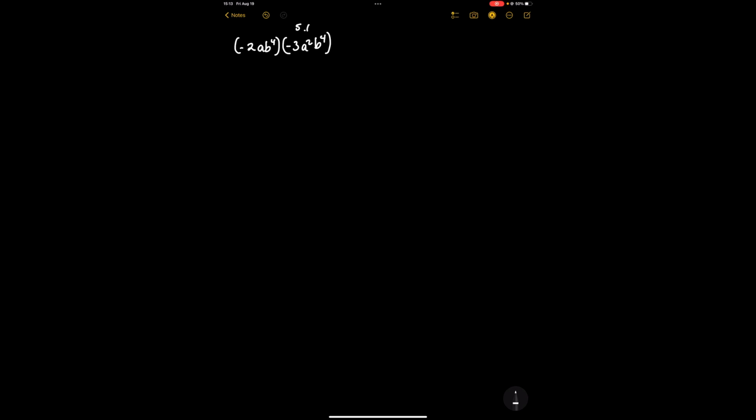Well, this is pretty simple. We're going to just multiply negative 2 and negative 3 together. That would be positive 6, because negative times negative is positive. Remember that thing? Positive times positive equals positive. Positive times negative equals negative. Negative times positive is equal to negative. And negative times negative equals positive. Don't forget this right here.